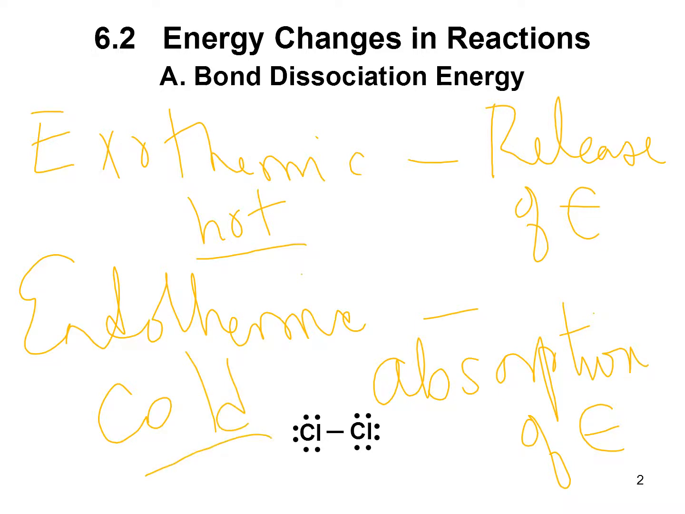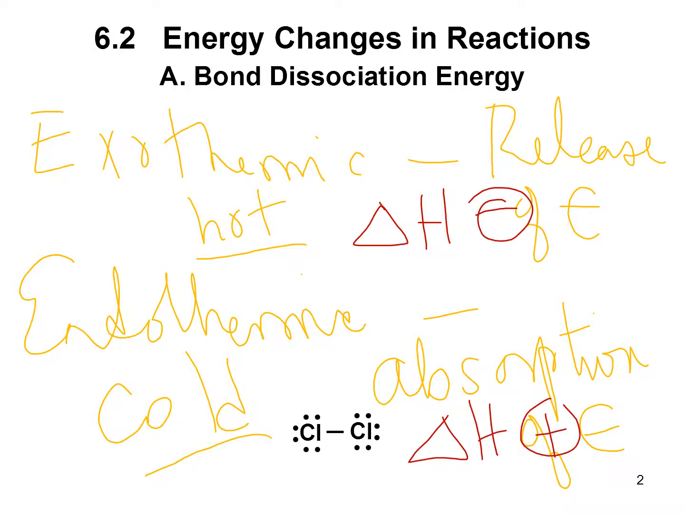There's another way to distinguish between exothermic and endothermic reactions, and that is using what is known as delta H. And this is very important from an exam point of view. Exothermic reactions, the delta H is negative. Endothermic reactions, the delta H is positive.